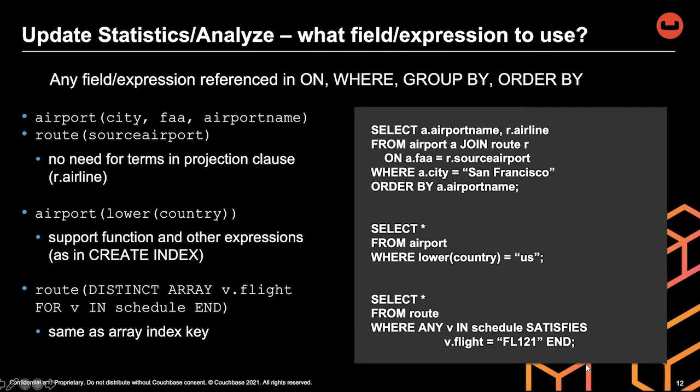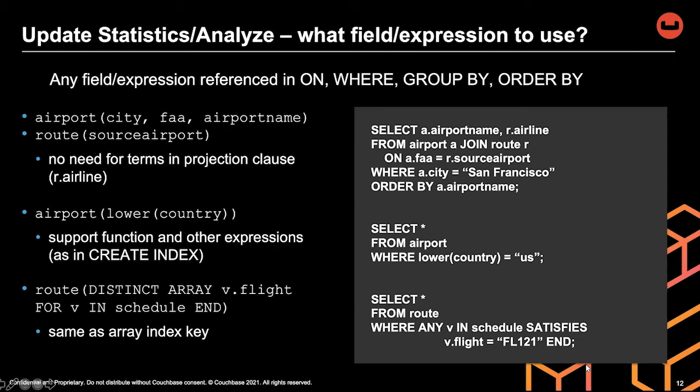All of these references will need to have optimizer statistics on them for CBO to be able to function properly. So for this specific query, you will need to perform update statistics on airport, which includes 3 separate fields: city, which is referenced in the where clause, FAA, which is referenced in the on clause, and airport name, which is referenced in the order by clause. For route, you only need 1 field, source airport, which is referenced in the on clause. You notice the projection clause, or the fields after select, doesn't necessarily need optimizer statistics because all those fields are just taken directly from the document. We're not doing any sort of operation on them, so the optimizer doesn't really need more information on those.